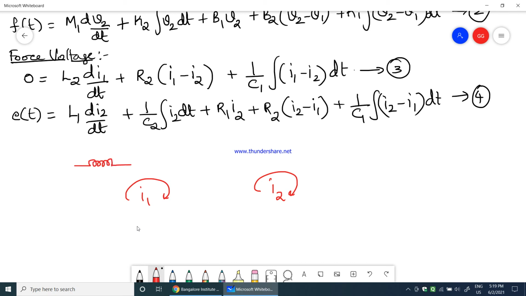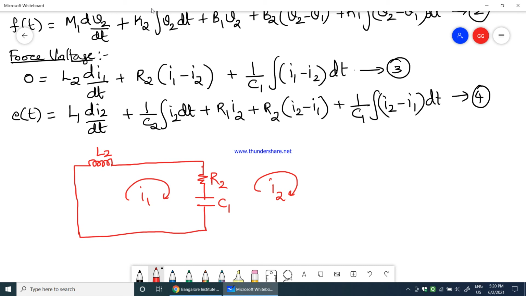Then is there any other component connected only to mesh I1? I don't think so. We don't have any other component connected to the loop only I1, because R2 and 1 over C1 both have I1 minus I2. Therefore I have R2 and I have capacitor C1. So this is R2, C1 and this is L2 connected directly to this component. Okay, so I don't have any other components in loop 1, so I'll just directly connect this loop.